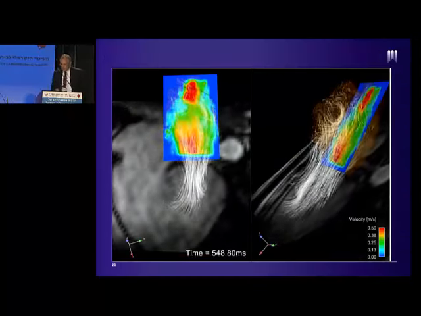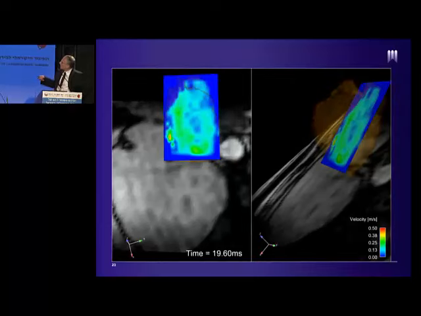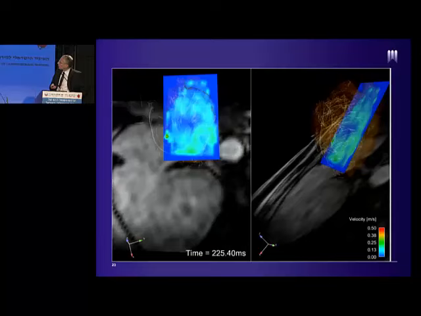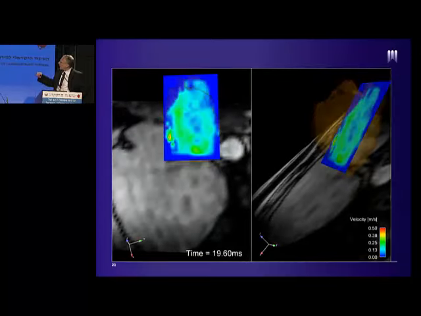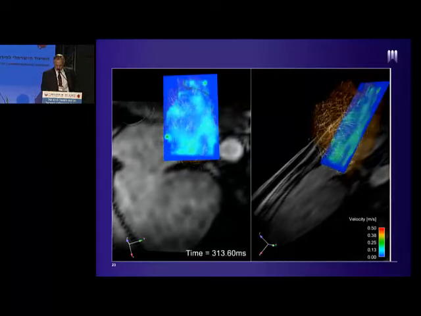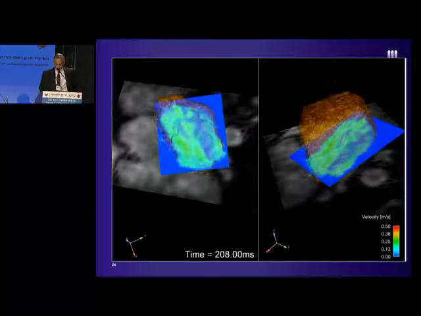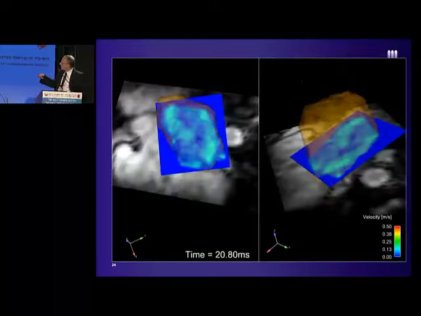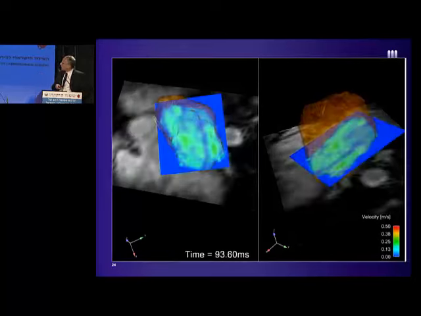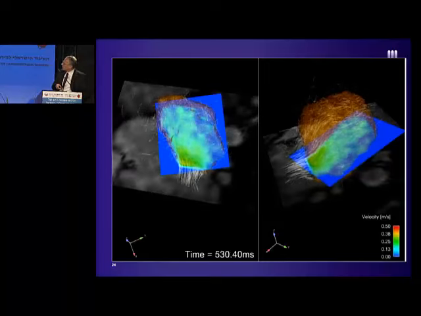So here is another example, showing now a tomographic color-coded image. So you see here a lot of green and red, so high velocity flows. This is a patient who has a CHA2DS2-VASc score of 1. And here in a patient who has a CHA2DS2-VASc score of 2, you can see, again, much lower flow velocities here, more in the light blue to green range.